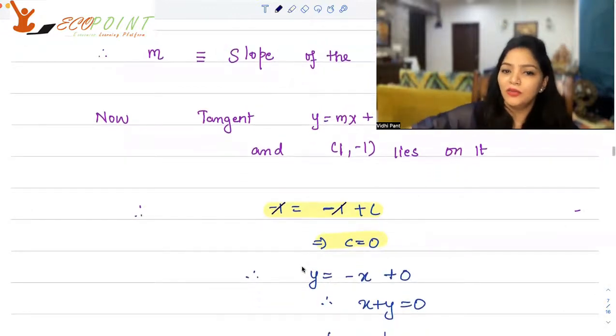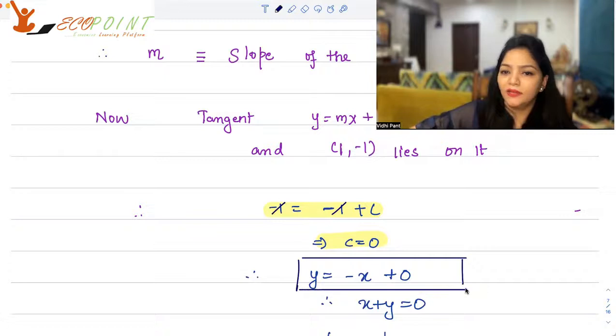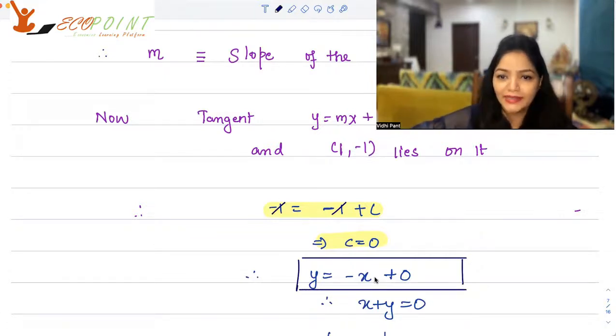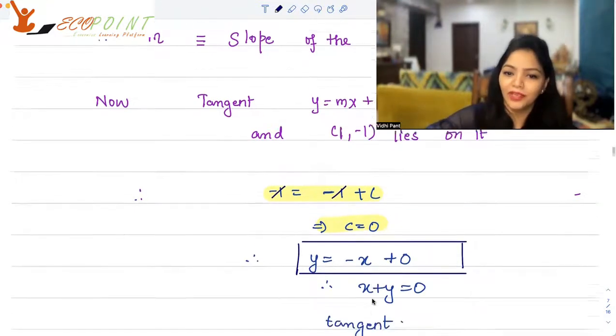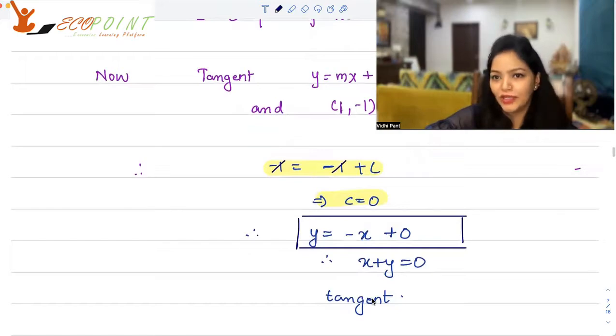So if c is equal to 0, that means y equals mx plus c will be y equals minus x plus 0, which means the equation of the tangent is actually x plus y equals 0. Okay? That's the equation of the tangent.